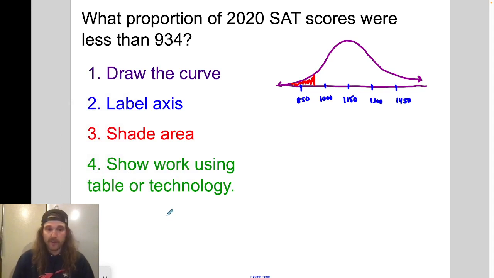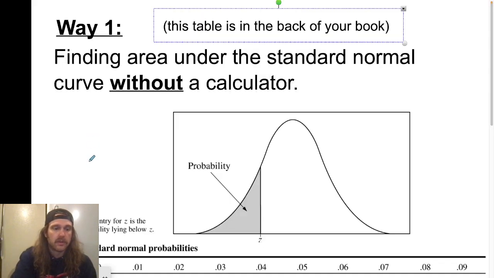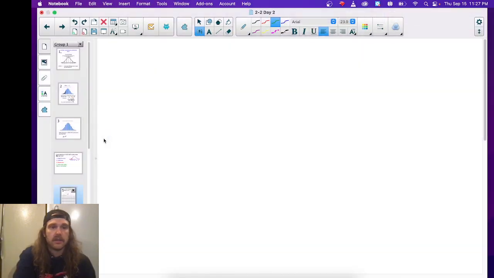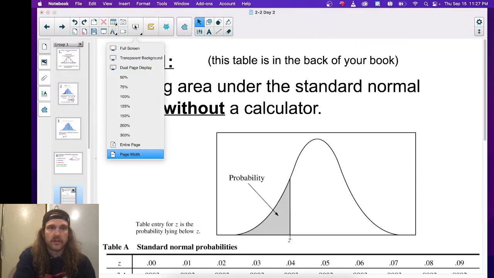And yes, you have to know how to do both. Okay, so we have our picture drawn. Now we're going to show our work. Now, way one to answer this question, I'm going to come back here in just a minute. Way one to answer this question is, get out of here. Whoa, no. I want the cursor. There we go, thank you.